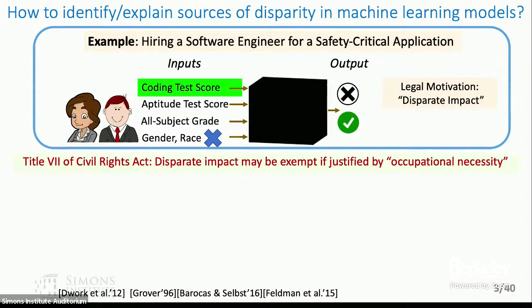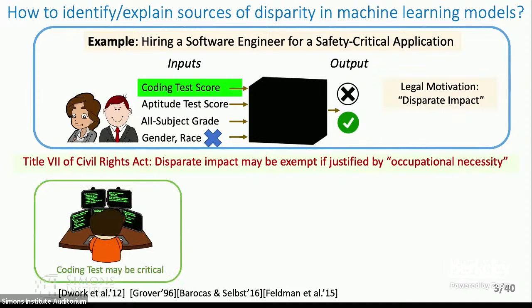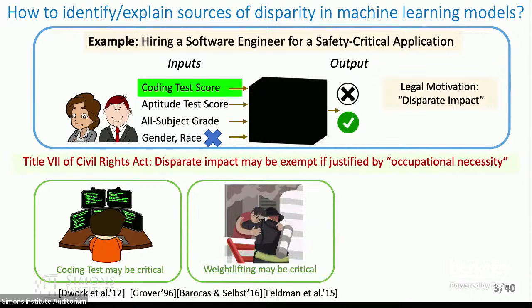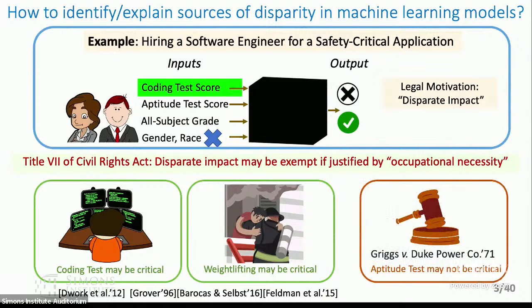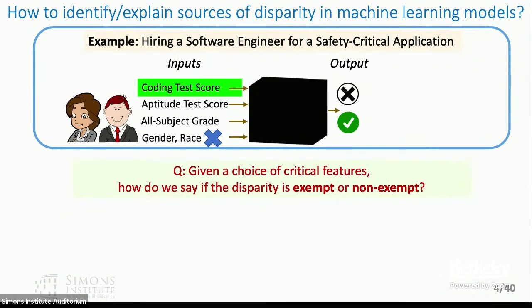And even the law says that disparate impact may be exempt if it can be justified by an occupational necessity. Like coding test score may be critical for the software engineering job. Weightlifting ability may be critical in the hiring of firefighters. But then aptitude test may not be critical, as in this landmark court case of Griggs versus Duke Power. So this motivates a problem that I'll state informally now: given a choice of critical features, how do we say if the disparity is exempt or non-exempt?